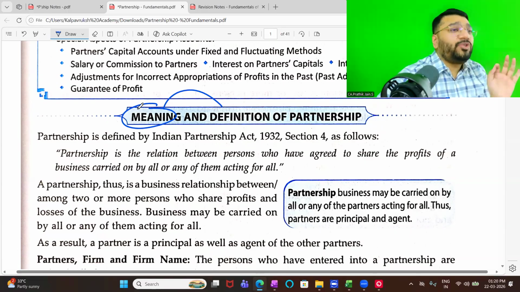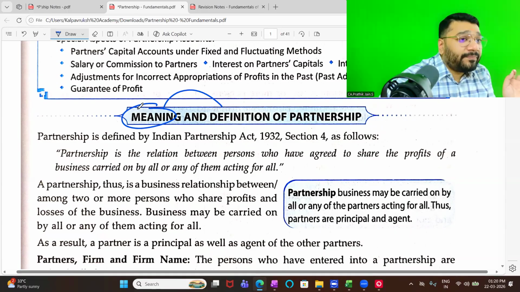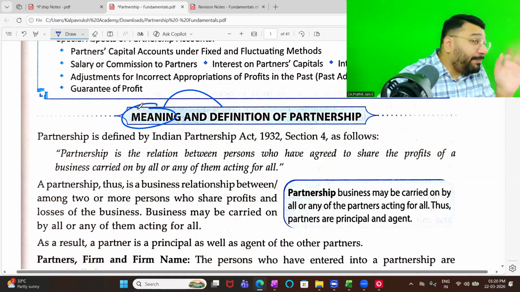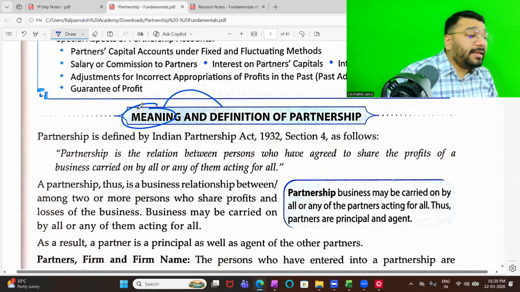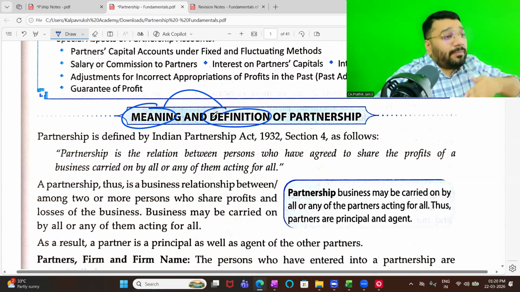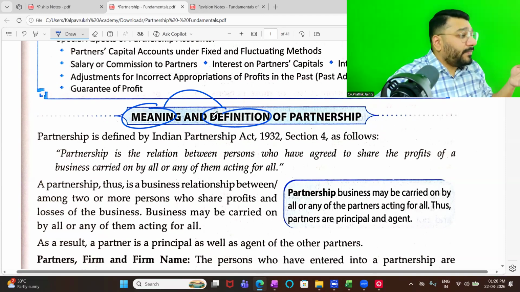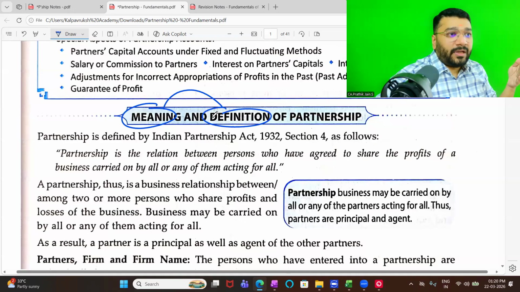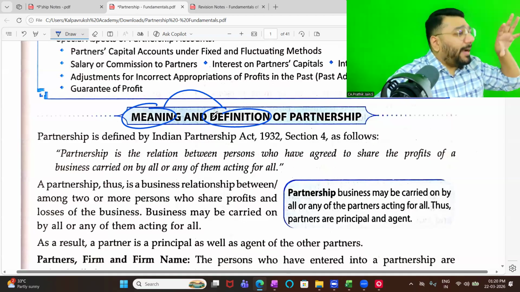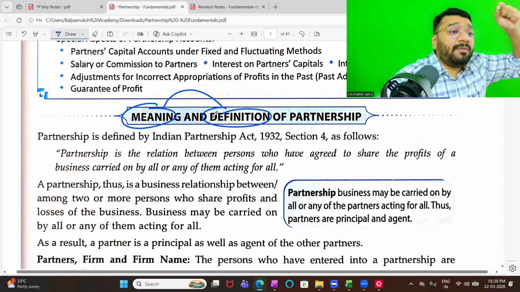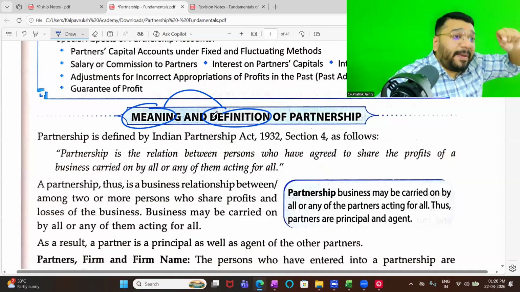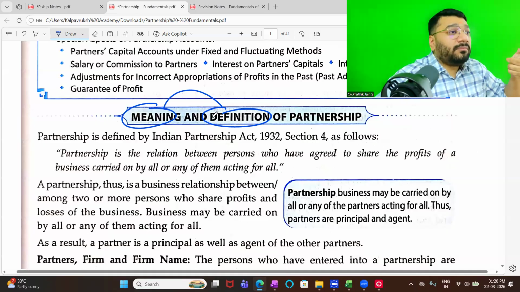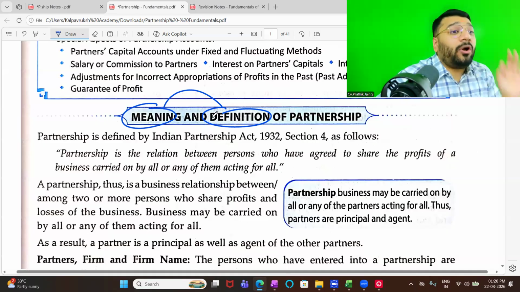Meaning means something which you can write in your own language and nobody will question you about it. People will appreciate you as long as you write it in proper sense. Definition is something which has already been explained by somebody, which you can't alter. So when somebody says there's a definition of partnership, that definition is being given by one expert. It's his opinion, his perspective, which cannot be altered. Forget a word, one letter also you cannot alter.